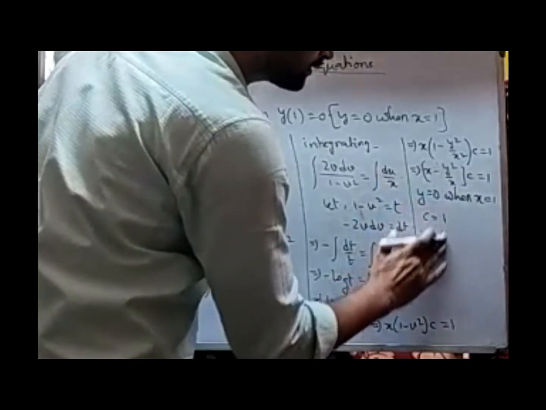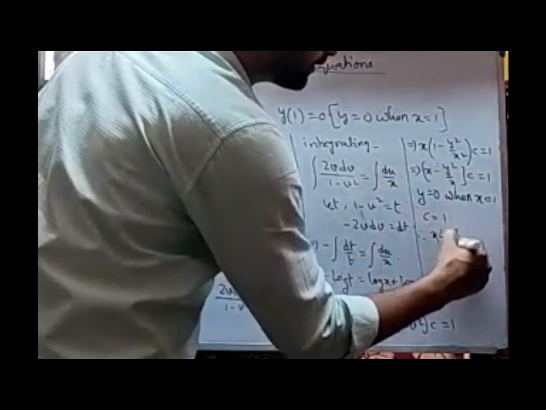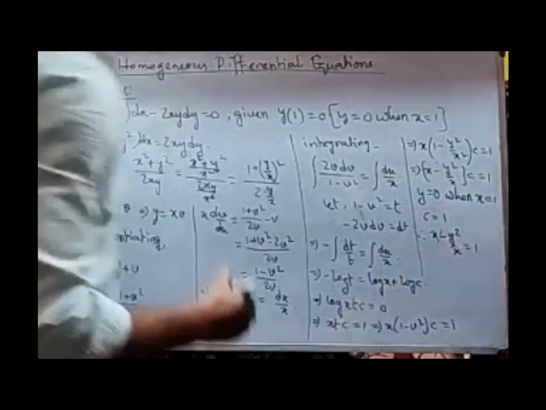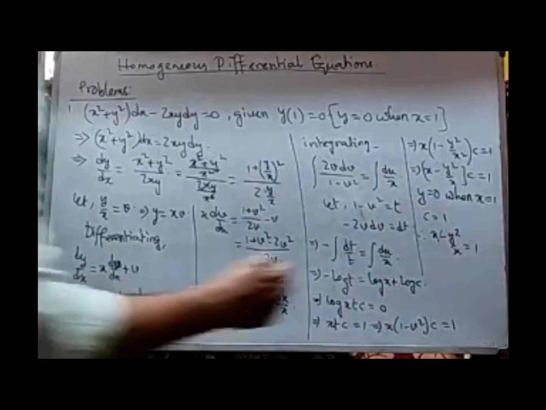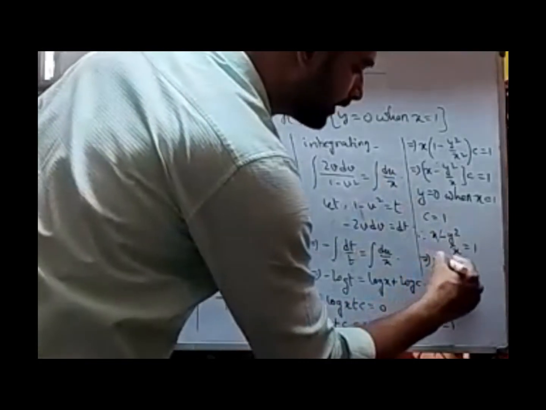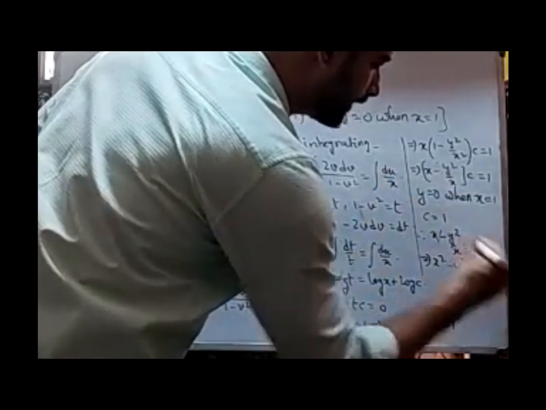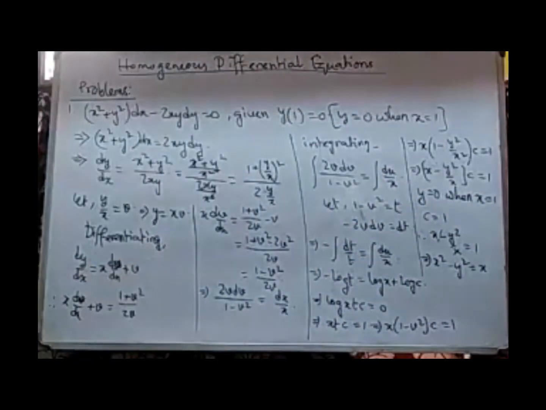x minus y square by x equals to 1. If you do the LCM, you will be getting x square minus y square equal to x. So this solution, x square minus y square equal to x, is a particular solution, and including that c is the general solution.